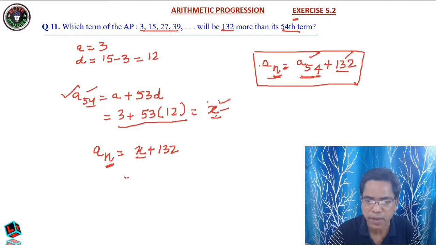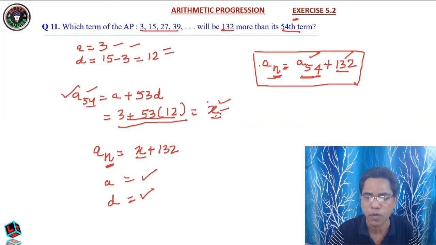We know that A is equal to 3, D is equal to 12. So A is known to us, D is known to us, and AN is also known to us because X is known to us. If you add these two, you get the value of X. After adding, AN is also known. Again I am telling you, dear students, because if you write it again and again, it is very easy to memorize. It will mix with your blood.